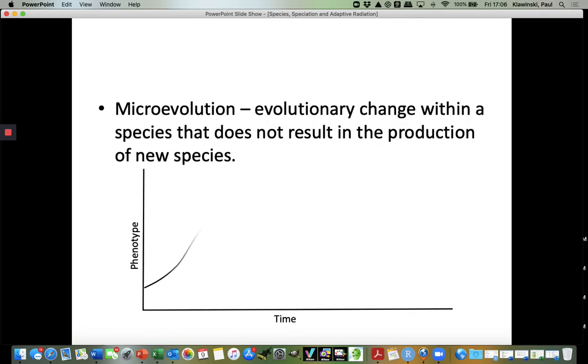So this is kind of what it looks like. Over time, the phenotype may change, but there's no branching, there's no production of new species from this. And it may be that after a period of time, that species looks somewhat different from the species that was at the beginning, but once again, there's been no production of new species here.